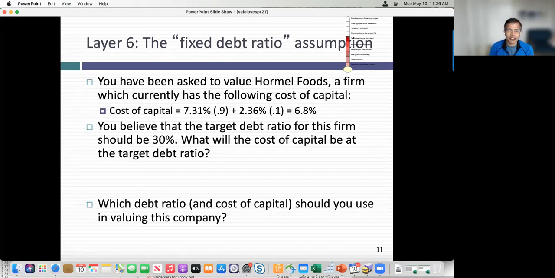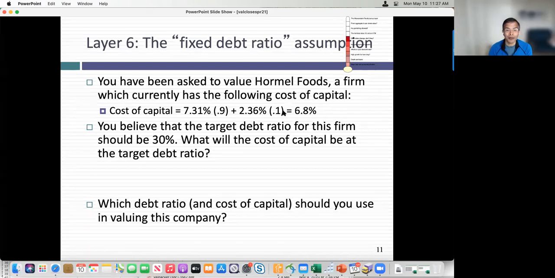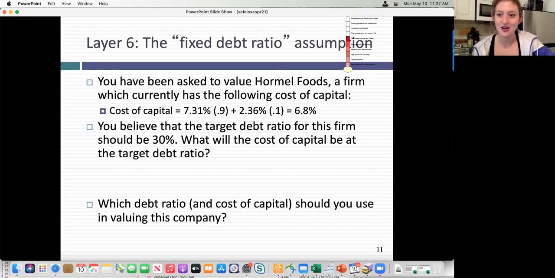Can you at least give me a sense of what should happen to my cost of capital if I go to a 30% debt ratio? Oh gosh. First, let's start with easy. The 0.1 will become 0.3 and the 0.9 will become 0.7, right? So the weights will obviously change. Will anything else change? What about my cost of equity? Do you think I can leave it at 7.31%? No. And tell me why.